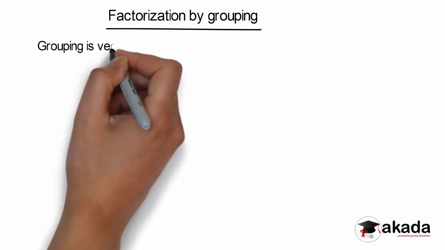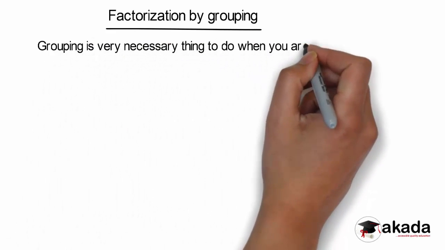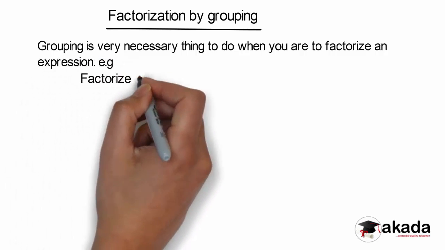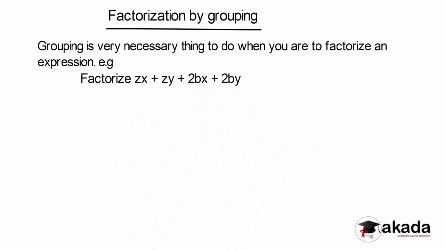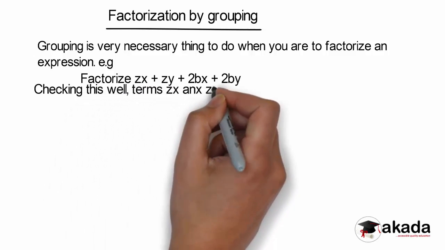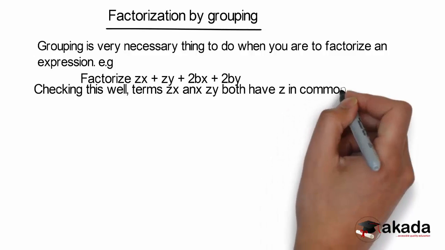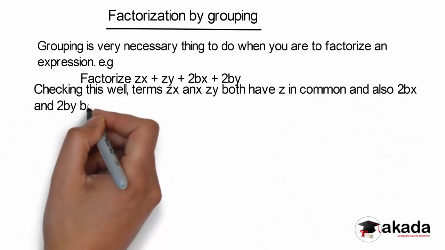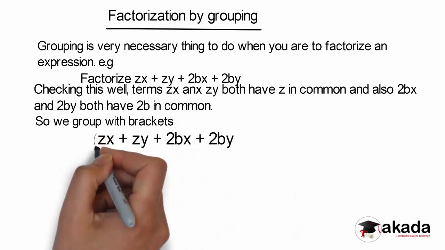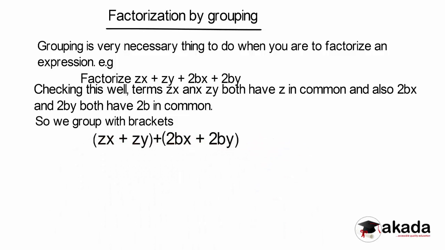Grouping is a very necessary thing to do when you are to factorize an expression. For example, factorize zx + zy + 2bx + 2by. Checking this well, the terms zx and zy both have z in common, and also if you check 2bx and 2by, both have 2b in common also. So we group this with brackets. Can you see what I'm doing? So I've grouped zx + zy, and I've also grouped 2bx + 2by.